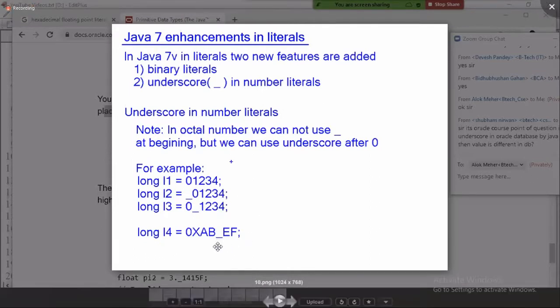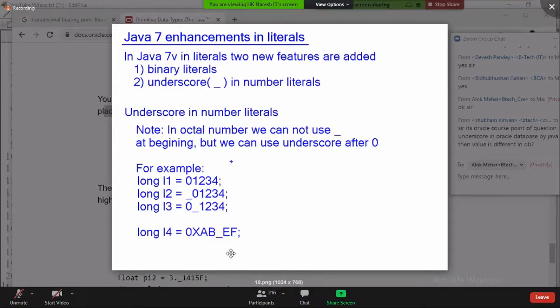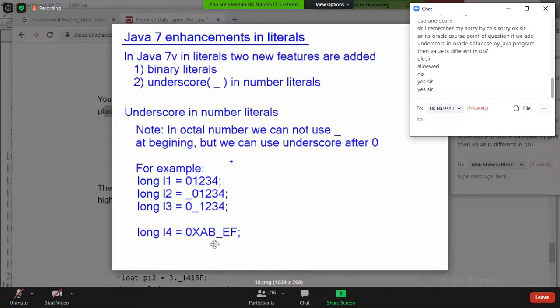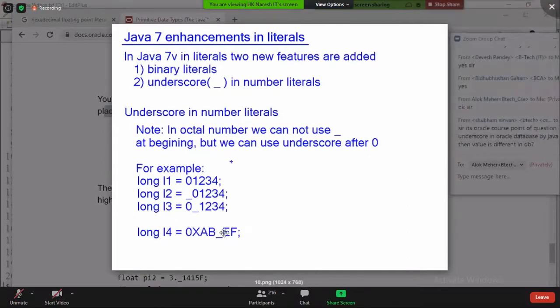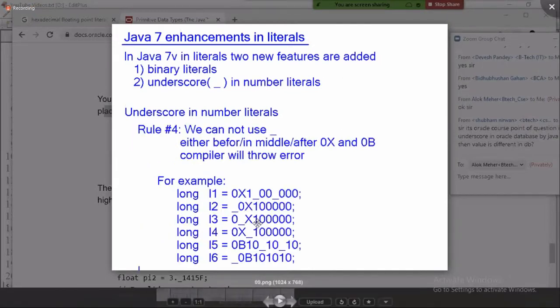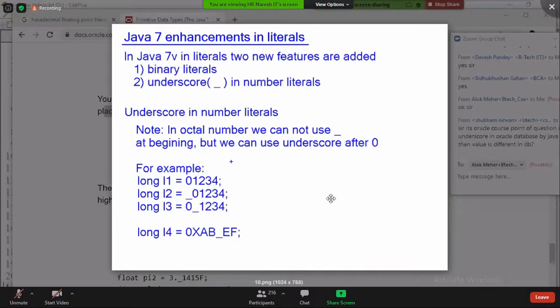Next, can I use underscore between AB_EF? Come on. Can I use underscore between A, B and E, F? Yes, allowed. B is what? 11. E is what? 14. They look like letters, but they are internally numbers. You catch my point? So all these points are very important, check them in your material.